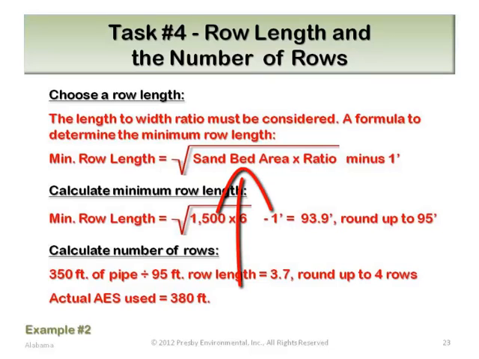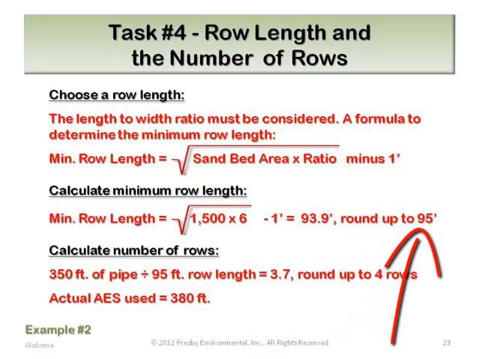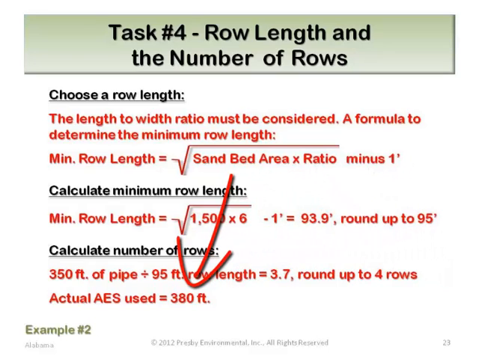The formula says to multiply the minimum system sand bed area, calculated in Task 1, by the length to width ratio, and then take the square root of this product. We then subtract 1 foot to find our minimum advanced Enviroseptic row length. In our example, we multiply 1,500 square feet times 6, because the length to width ratio is 6 to 1, and then take the square root, then subtracting 1 foot to find the minimum AES row length of 93.9 feet. But we'll round that up to 95 feet for ease of construction. Using 4 rows 95 feet long, we'll use 380 feet of Presby pipe, which exceeds the 350-foot minimum required for our daily flow.